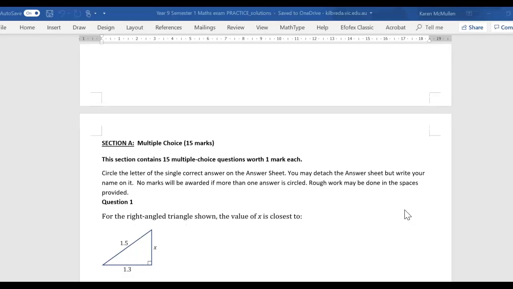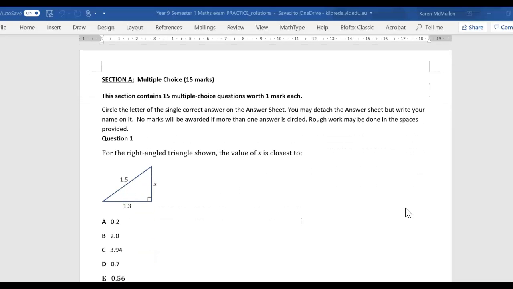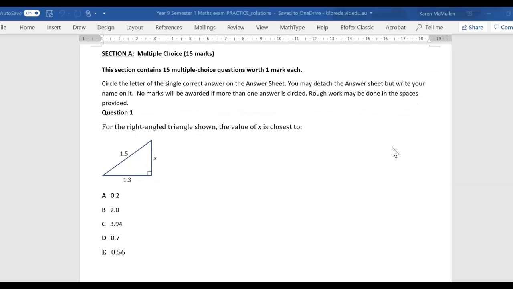During your reading time, you should look at which questions you can do and start with them, because you don't have to do the exam in order, from question 1 to question 15 in the multiple choice and then doing the short answer. If you think that there's a section on the short answer that's your strength, then do that first. All right, anyway, let's get stuck into the solutions. So section A, multiple choice.